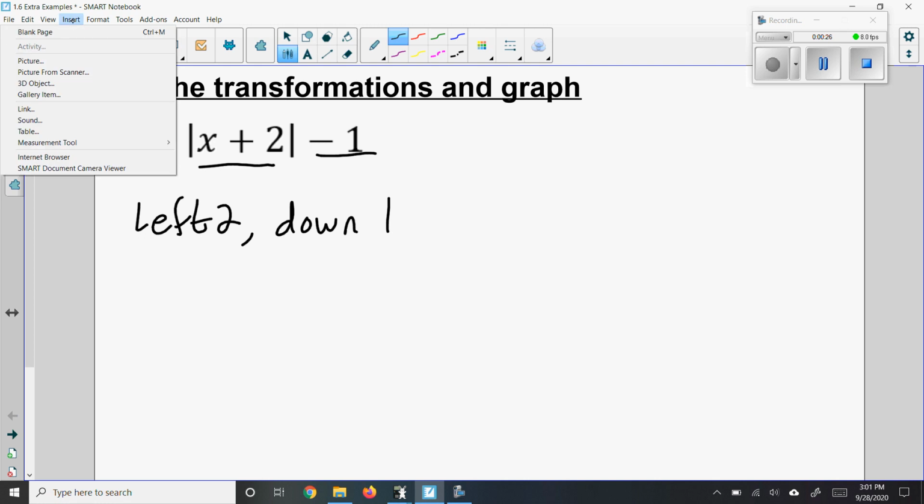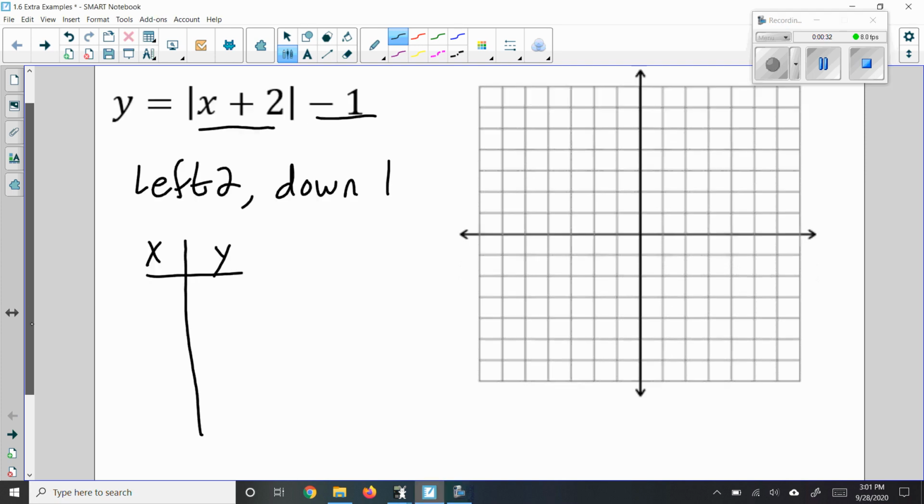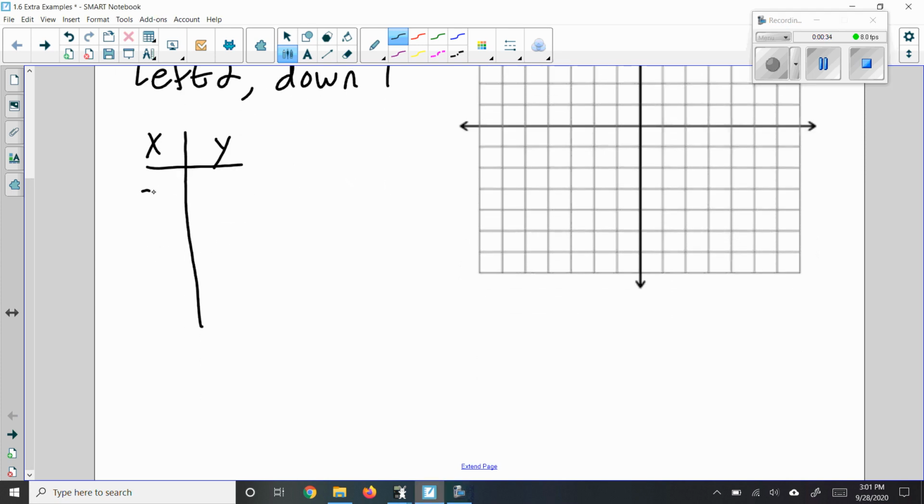Okay, so let's graph it. Since the parent function here is absolute value, the table that we're going to use is -2, -1, 0, 1, and 2. And the y values are 2, 1, 0, 1, 2. This value in the middle here is our vertex.